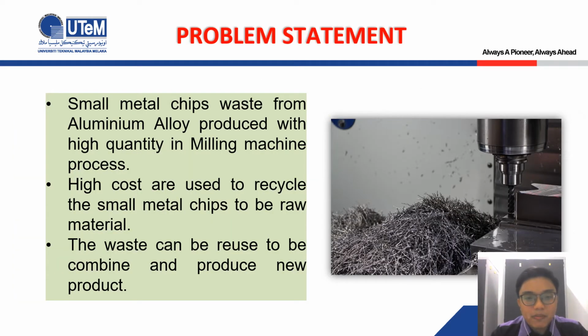Next, I will show the problem statement. As we can see in the figure, there are a lot of small metal chips produced after machining. For manufacturing students, the milling machine is usually used for their lab sessions and projects. We can identify that small metal chip waste from aluminium alloy is produced in high quantity in the milling machine process. High costs are involved in recycling the small metal chips into raw material. So, the waste can be reused, combined, and made into new products.